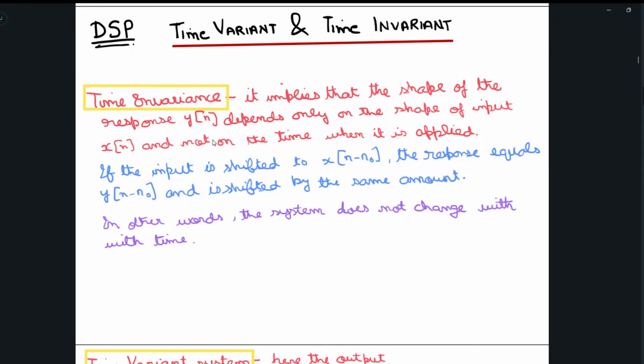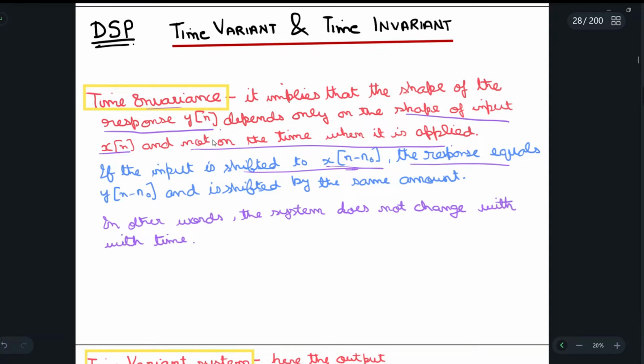That is, it implies that the shape of the response y[n], that is the output, depends only on the shape of the input, that is x[n], and not on the time when it is applied. What they mean by this is that suppose I had x[n] and I shift it by n naught, that is a right shift, then the response equals y[n minus n naught], shifted by the same amount.